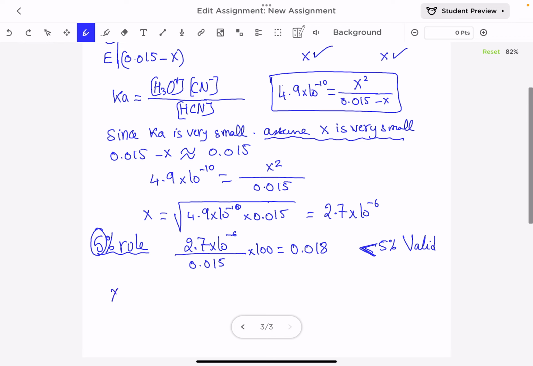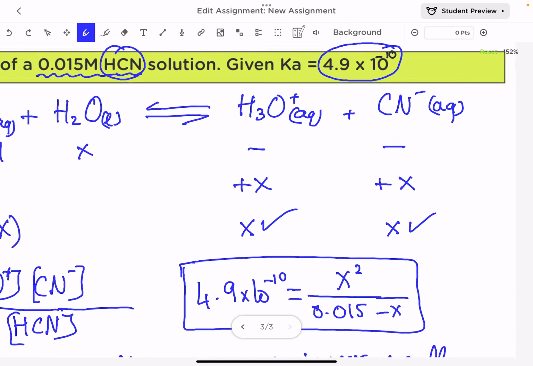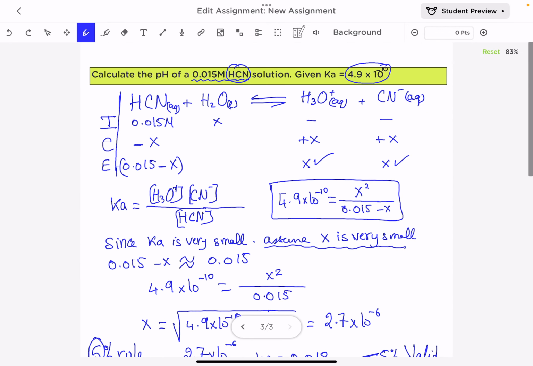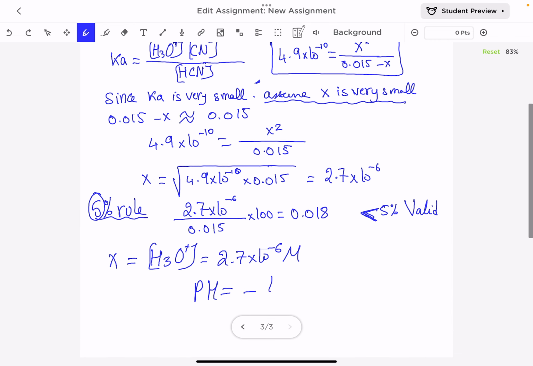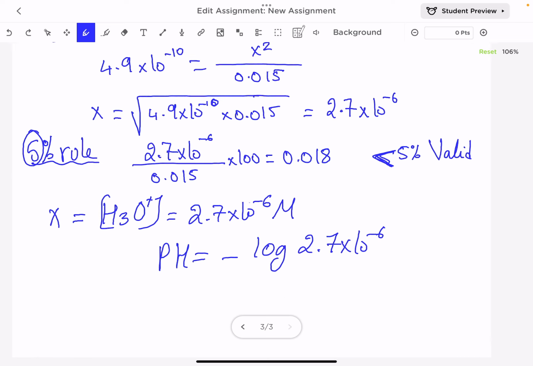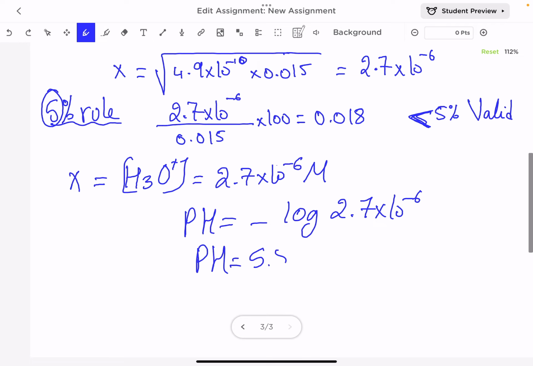And now I can say that X, which is equal to the concentration of H3O+, equal to 2.7 times 10 to the power negative 6 molar, is the concentration of H3O+. From there, we need to do the last step, which is calculating pH. pH is minus log the H3O+ concentration, and the final answer will be 5.56, almost 57, pH equal 5.57.